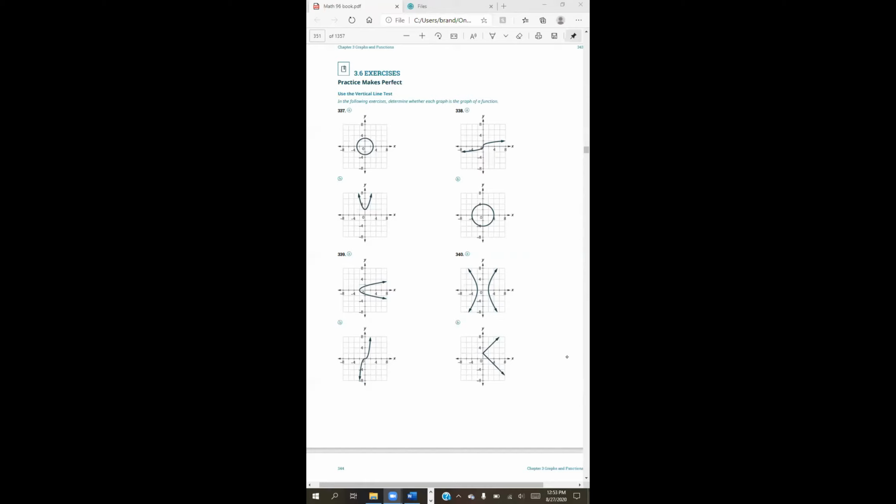So right now we're doing 337, A and B. Use the vertical line test in the following exercises to determine whether each graph is the graph of a function.